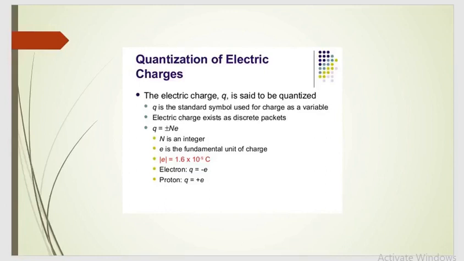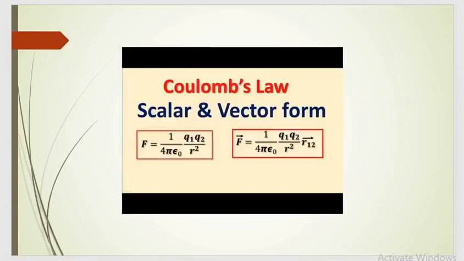For an electron, Q is equal to minus e because of negative charge, and for a proton, Q is equal to plus e because of positive charge. So this is all about basic properties of electric charges like additive nature, quantization of charge, conservation of charge, and forces between charges. Now we are going through the core part, the most important question, that is Coulomb's law.